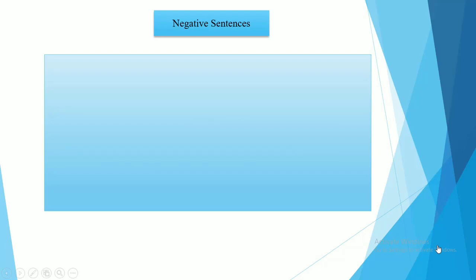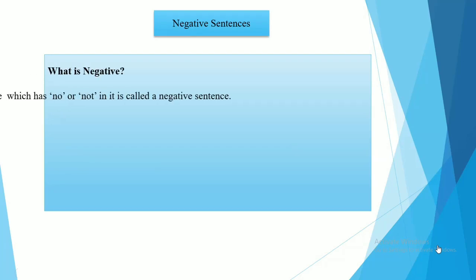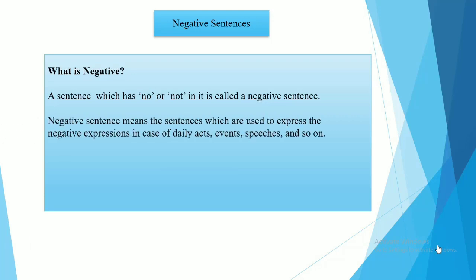Now let's see what negative sentences are. A negative sentence, which has no or not in it, is called a negative sentence. Negative sentence means the sentences which are used to express negative expressions in case of daily acts, events, speeches, and so on.